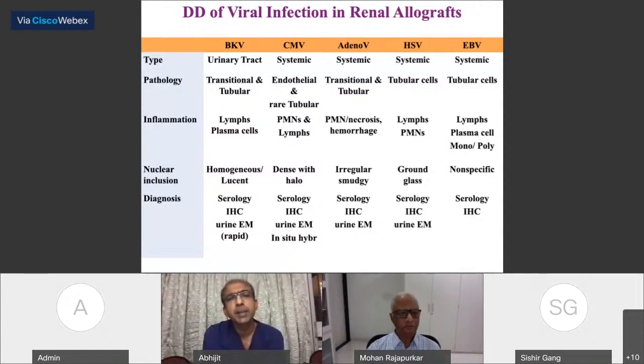The viral infections typically also affect the renal allograft, and some of the common viruses which are renotropic and renopathogenic are BKV infections, CMV infections, adenovirus infections, HSV, and Epstein-Barr virus infections, affecting various parts of the kidney and the systemic body.